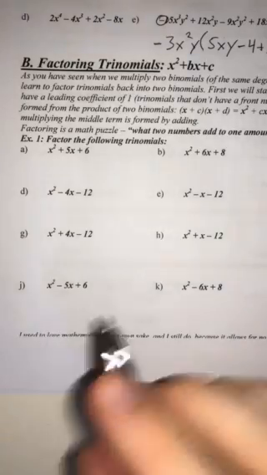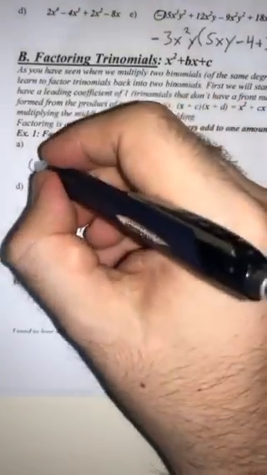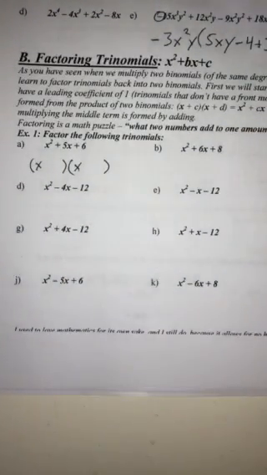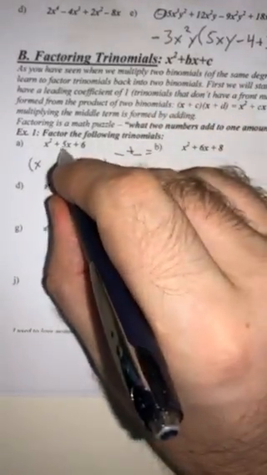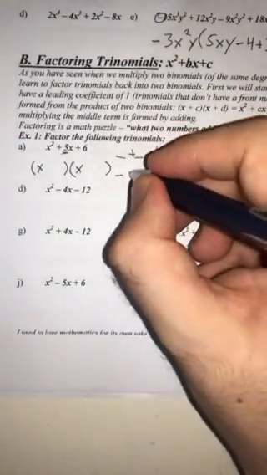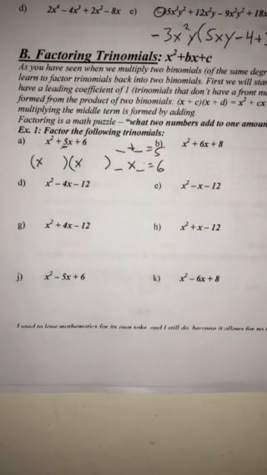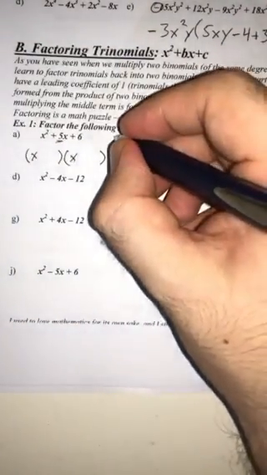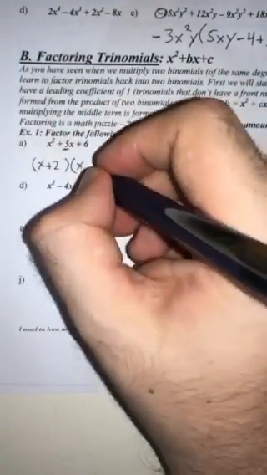So what you want to do is break this up into two sets of brackets. Because I'm dealing with x squared, I'm going to have x at the beginning of each of these, and I need to figure out what the last two numbers are. In order to figure that out, I need two numbers that add up to the middle number 5. Those same two numbers need to multiply to give me positive 6. If I can figure out those two numbers, that's what goes in the brackets. So with this, I've got 2 and 3. So x plus 2, x plus 3.